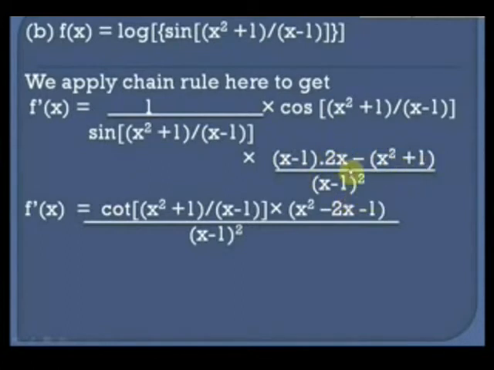So as such, this expression is nothing but cot of (x square plus 1 divided by x minus 1) into this expression, which reduces to x square minus 2x minus 1, and we have (x minus 1) whole square in the denominator. So f dash x would be equal to cot of (x square plus 1 divided by x minus 1) into (x square minus 2x minus 1) whole divided by (x minus 1) whole square.